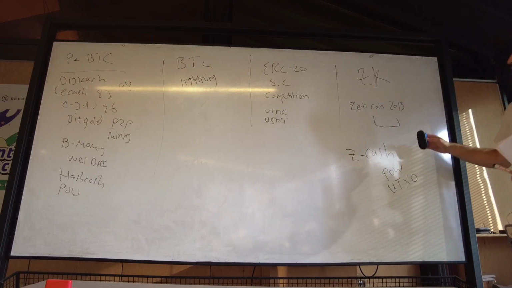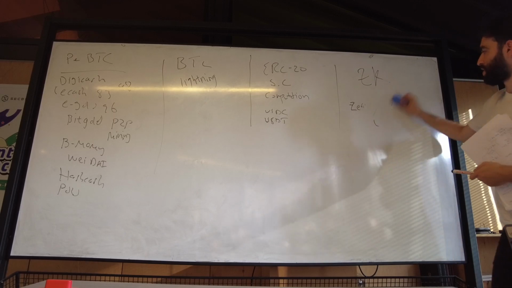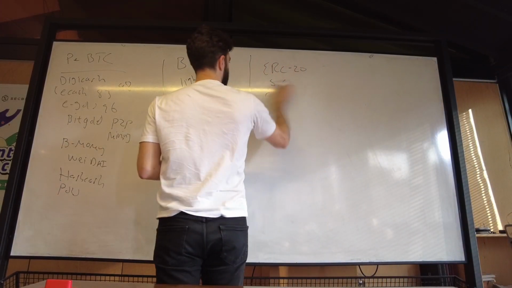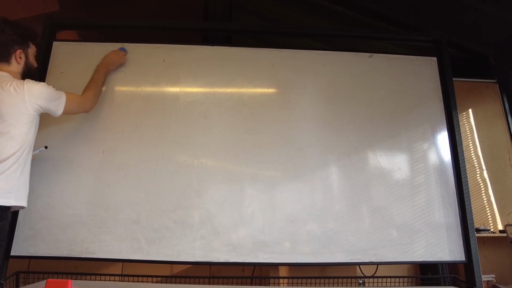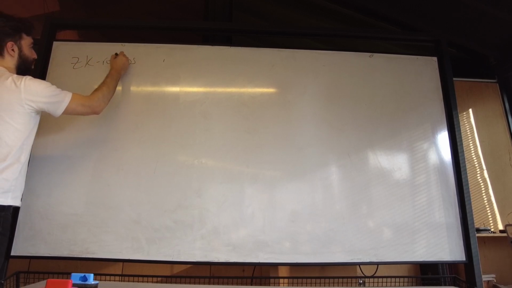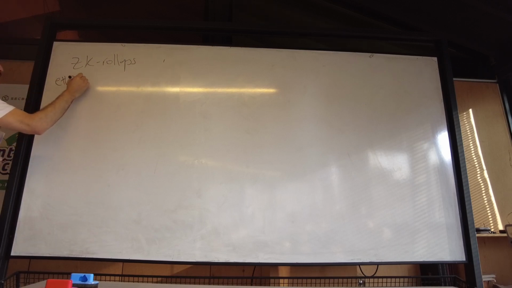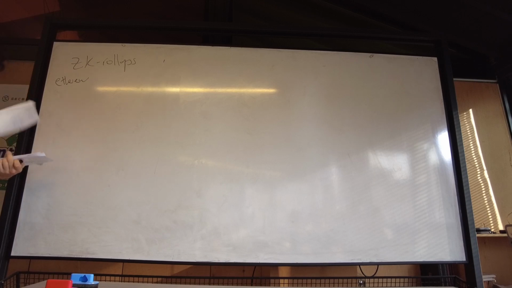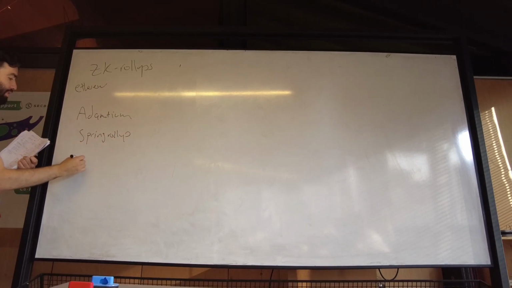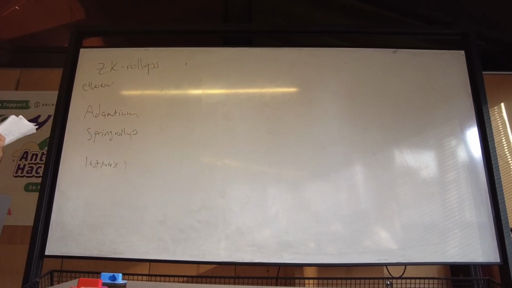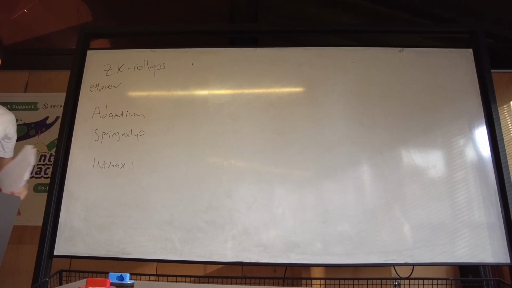I want to talk about another version of ZK-based payments, which comes from rollups, having a ZK rollup. So we have ZK rollups on, I mean, we can think of it canonically as Ethereum, but it doesn't have to be Ethereum. It could be any other kind of smart contract platform. But there are three projects that I want to talk about very briefly: Adamantium, I believe it's called, Spring Rollup, and Intmax2. I'll just talk very, very quickly about them.